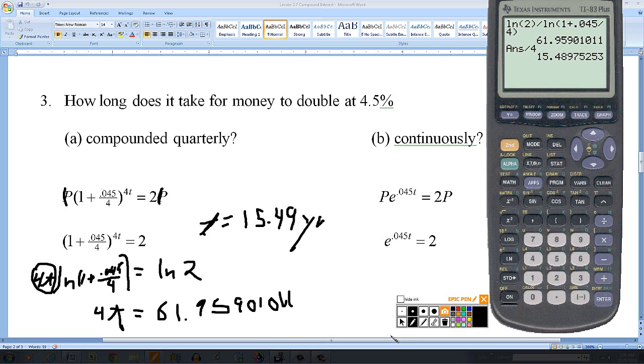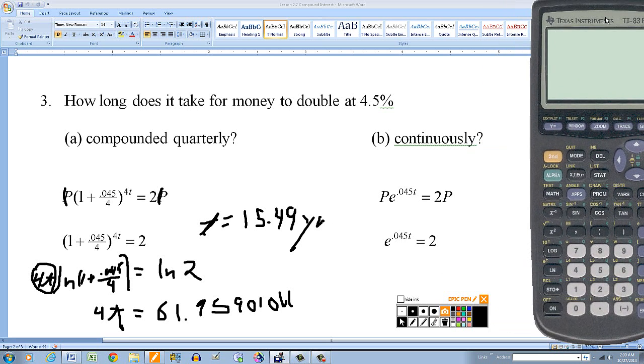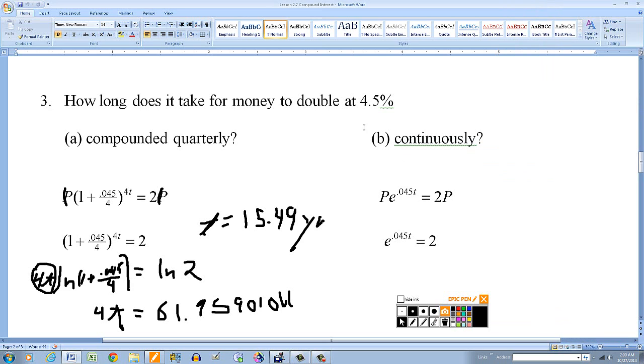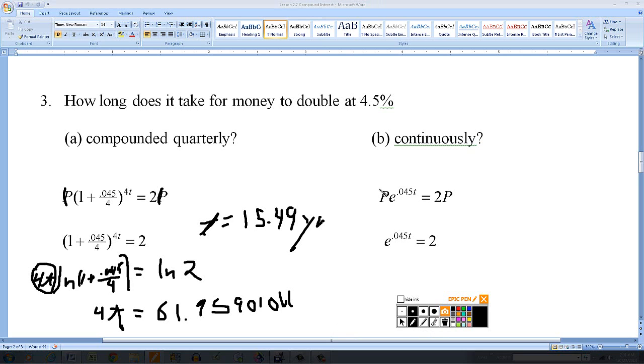Okay, the next one is saying the same thing, except what is it if it's compounded continuously? Now there's not going to be that much difference because it's again the same interest rate. The only thing that's changing is the frequency of compounding. This one is compounded quarterly, and this is continuously. Again, just like in the other one, I start off with the formula for continuous compounding, P times e to the rate 0.045, and the time is t. That's the unknown. I want to know when this amount will double. So I start off with P, and I want to know when this is going to equal 2P.